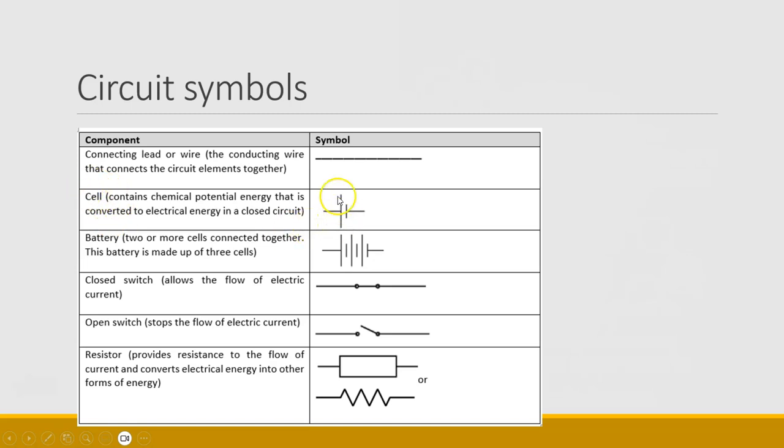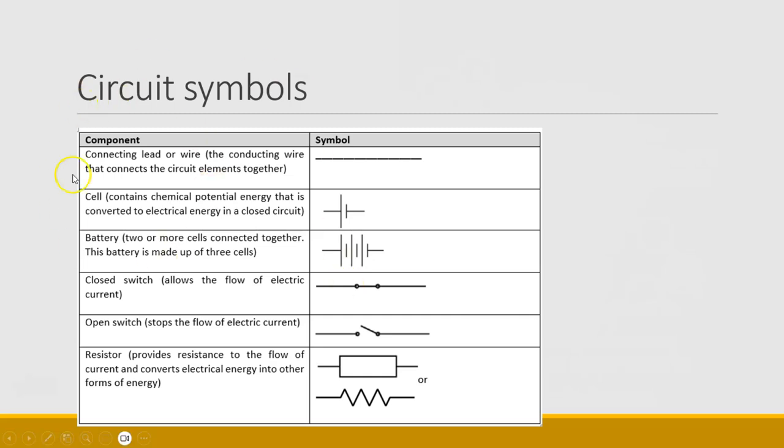Here we have a cell. Remember that a cell contains chemical potential energy that gets converted into electrical energy in a closed circuit. Now, a cell has a negative terminal, that's the shorter line here, and a positive terminal, which is the longer line. We always draw the negative terminal on the right-hand side and the positive terminal on the left-hand side, and together the positive and negative terminal make up one cell, which is known as one electrochemical unit, which we'll define shortly.